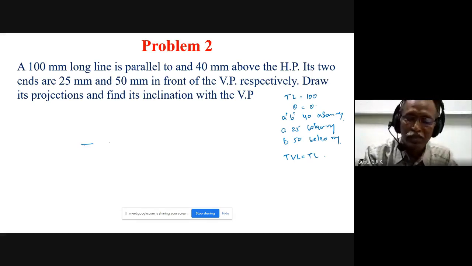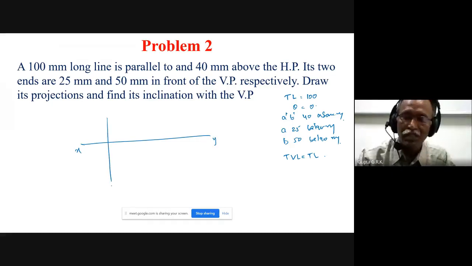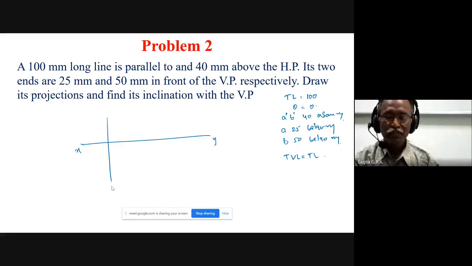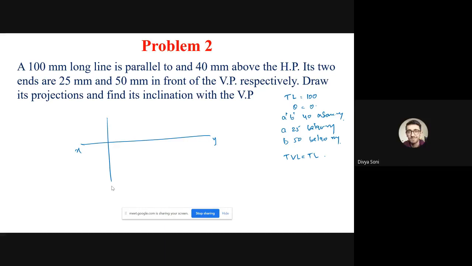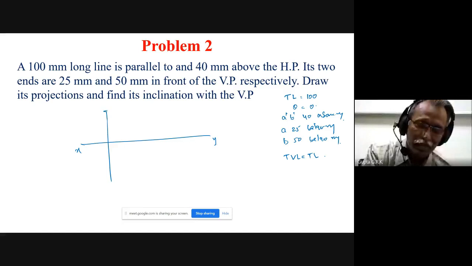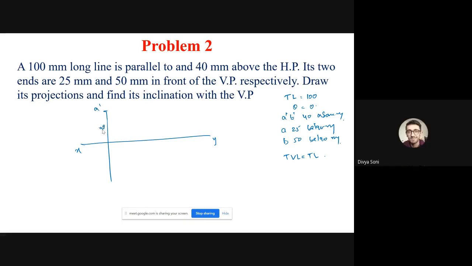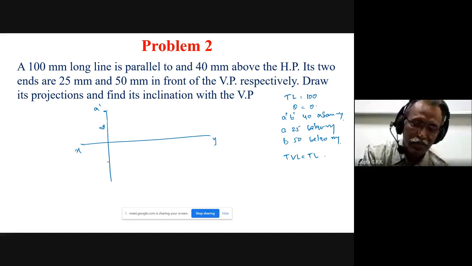Okay, so draw the XY line. I can draw the A projector like this. Can I fix A dash and A? Yes, sir. A dash is 40 above XY. A is 25 below XY, as written there.